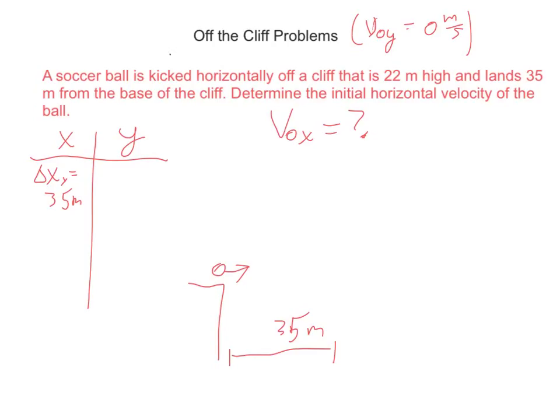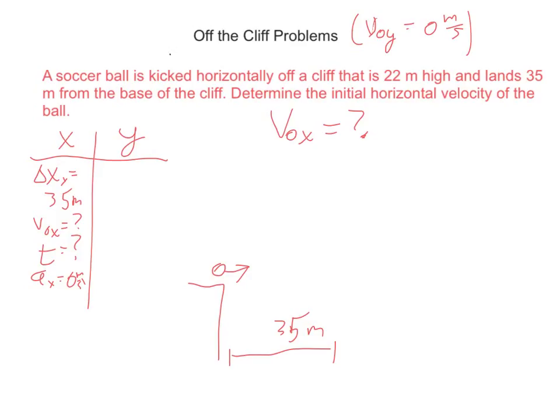What else do I know about the x direction? Well, I know that I'm trying to find the initial velocity in the x direction. And I don't know anything about the time, so that's kind of out of luck. But I do know that the acceleration in the x direction is 0 meters per second squared. It always is, because there are no forces acting on a projectile in the x direction. So there are all of my x givens.